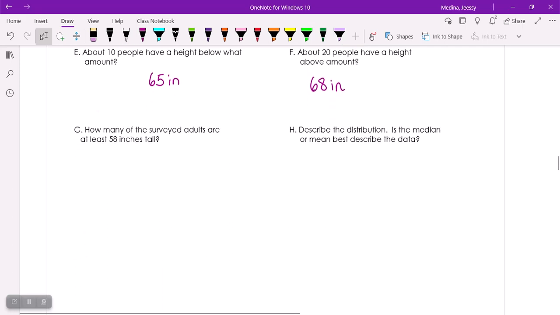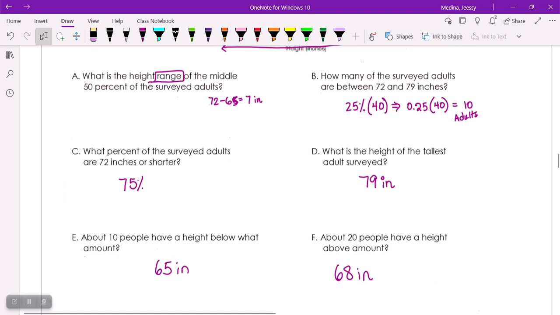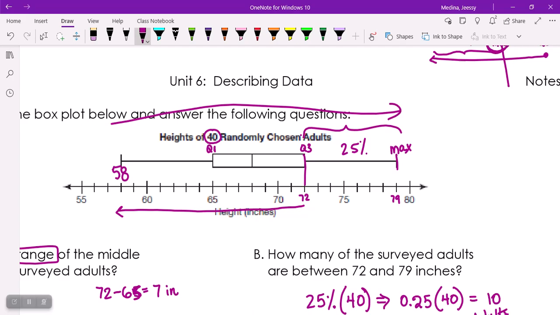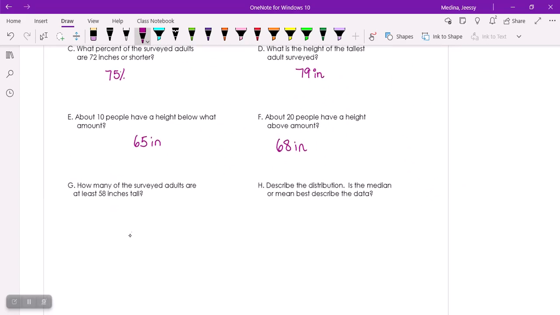How many of the surveyed adults are at least 58 inches? At least means what? Minimum amount. So you can be 58 and you can be higher, but not lower. So find 58. Oh yeah, that's right. It's the minimum, isn't it? Yeah, so 100% is above that point, right? So how many? Oh, so that would be all 40 of them.